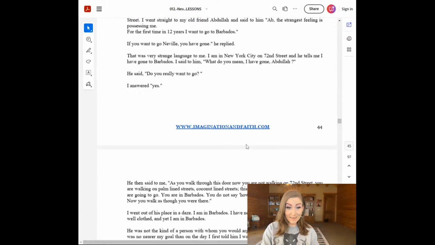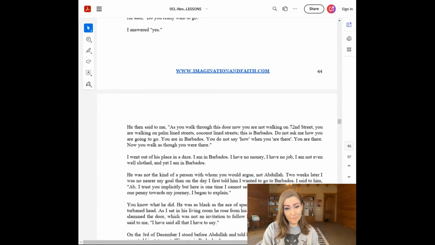I answered, yes. He then said to me, as you walk through this door, now you are not walking on 72nd Street. You are walking on palm-lined streets, coconut-lined streets. This is Barbados. Do not ask me how you are going to go. You are in Barbados. You do not say how when you are there. You are there. Now you walk as though you were there.